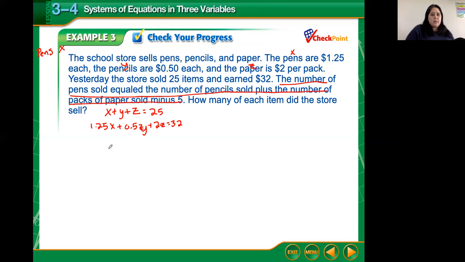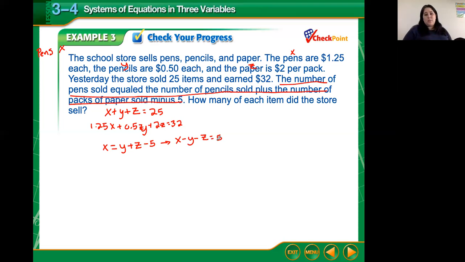So it's saying pens equals the number of pencils, so X equals Y, plus the number of paper packs minus 5. So I'm actually going to go ahead and rewrite this as X minus Y minus Z equals 5. So we're going to go ahead and do that.